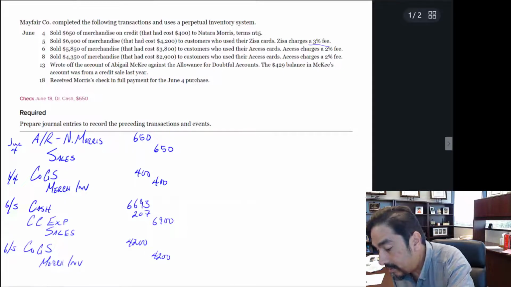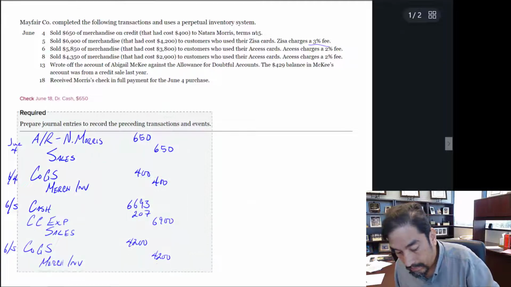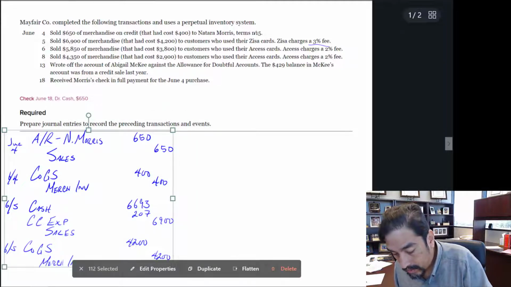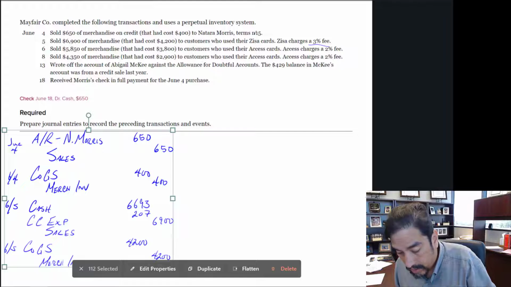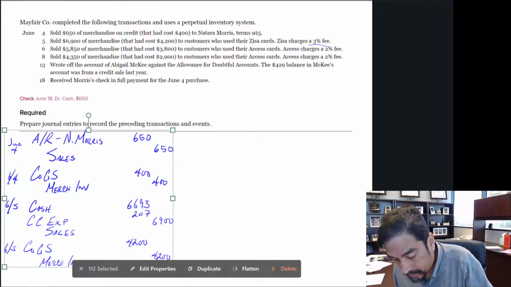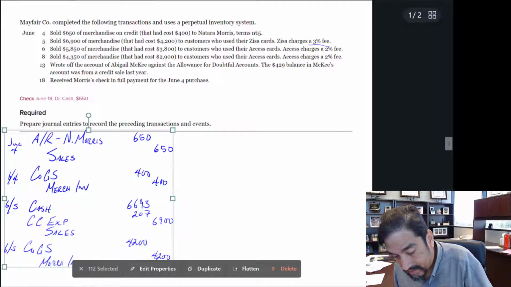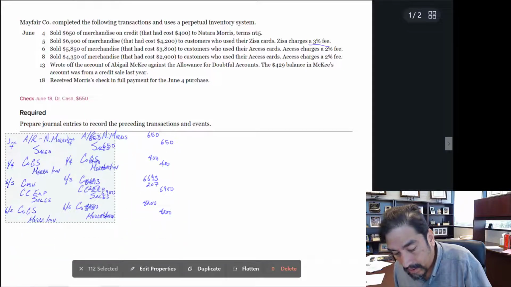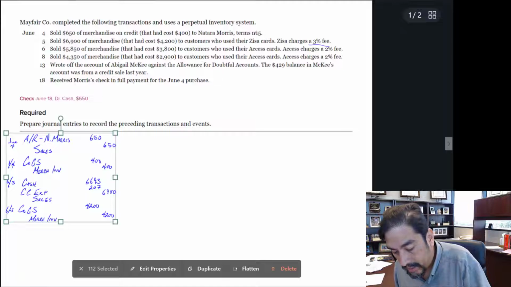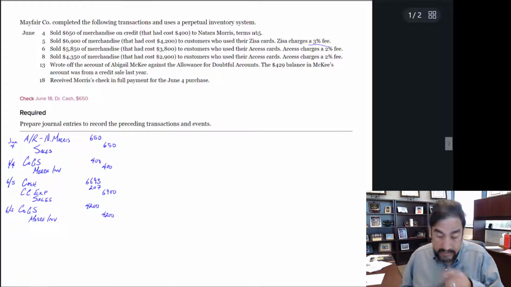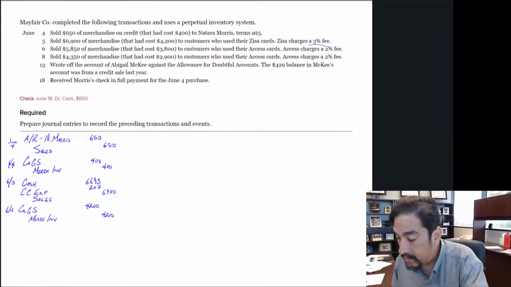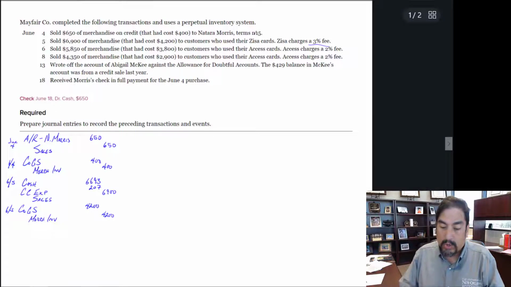I'm going to make this smaller so I can, let's see, how do I do this? I guess I'm going to have to do it like this. There we go. I'm going to make this smaller so I can work. It'll still be there. You can still see it, but it gives me more room to work.